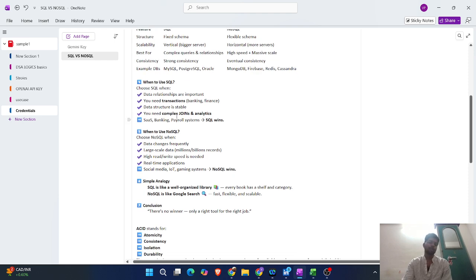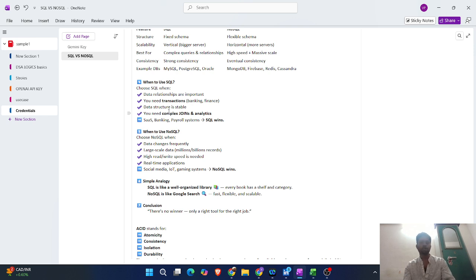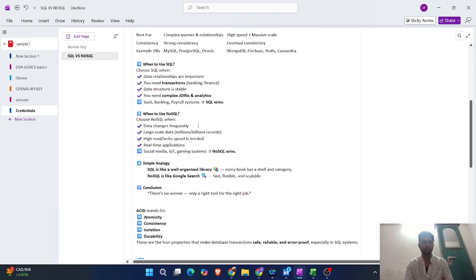When do you use SQL? If the data relationships are important, so you have to deal with one table to another table and get some data, a combination of both, or do some inner joins, outer joins. At that time, you have to go for SQL. Let's say in an e-commerce application, you have orders in one table, customer data in another, products in another. You have to combine all these to generate something. At that time, you go for SQL, right? And the data structure is stable, and this is majorly used in software as a service, banking applications, payroll.